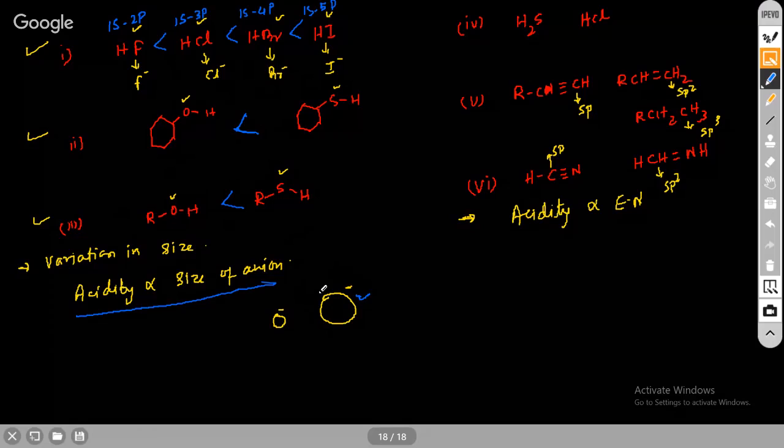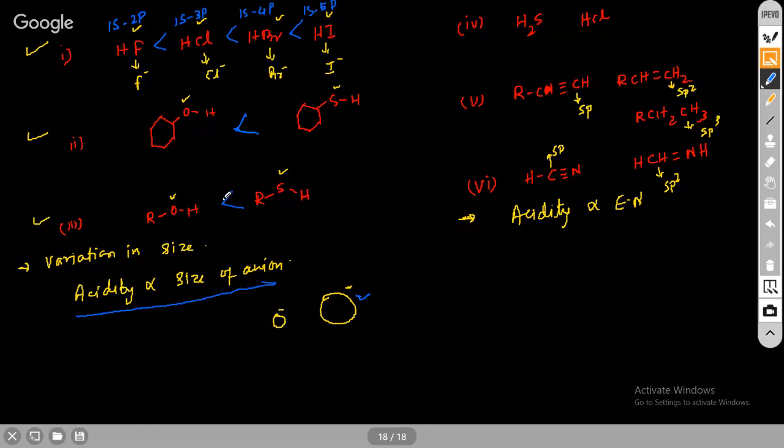Wait. Let me explain. Correct. So now coming back to this size factor. First example you understood. F minus, Cl minus, Br minus, I minus. I minus has maximum size, so most stable conjugate base, and that's why the acidity order is this. Coming back to the second one. You'll get O minus here and S minus here. Right? So both will have negative charge. Size of sulfur is more. So this negative charge here is more stable. So acidity of this compound is more. And same logic we have applied here.